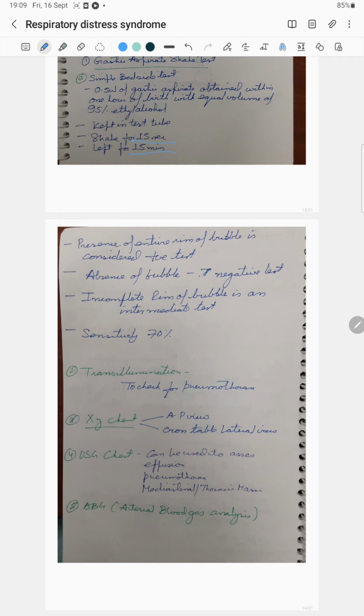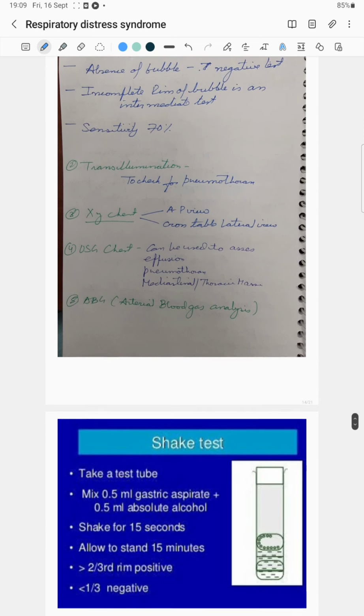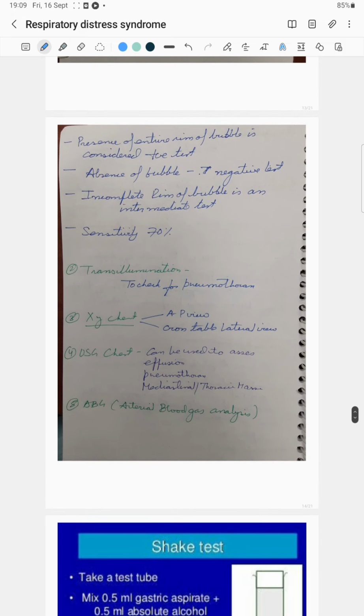If an entire rim of bubbles is present, then it is a positive test. Absence of bubbles is a negative test. Incomplete rim of bubbles is an intermediate test. Okay, the sensitivity of this test is 70%. Remember, absence of bubbles is a negative test, important. The point which I am highlighting is an important MCQ: presence of an entire rim of bubbles is considered a positive test.